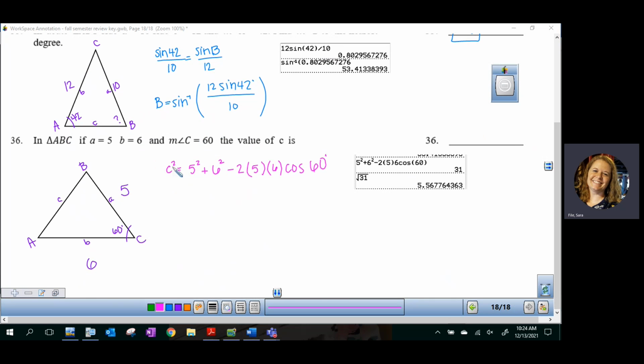Because that was all C squared. So once you have it all, take the square root of it. Okay, and it said to find the value of C, did not tell us what to round to. So we'll just go to hundredths, I guess. So that would be 5.57.